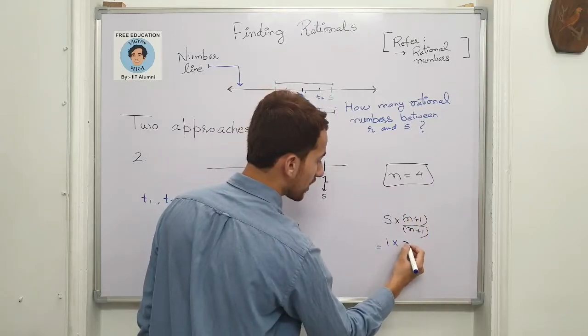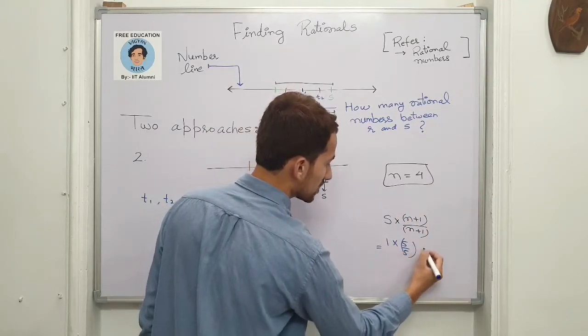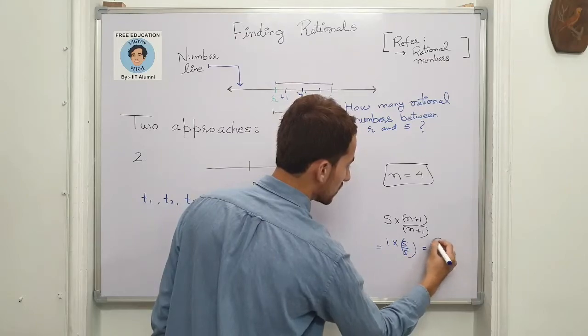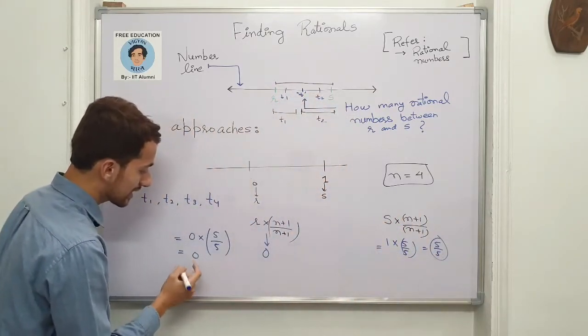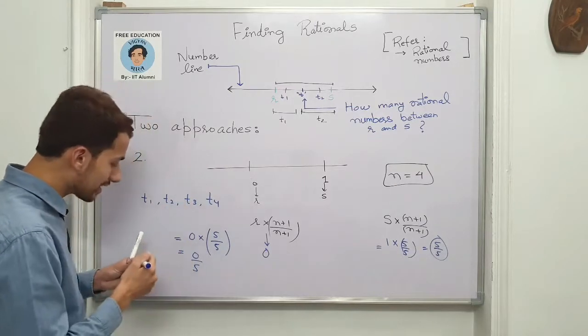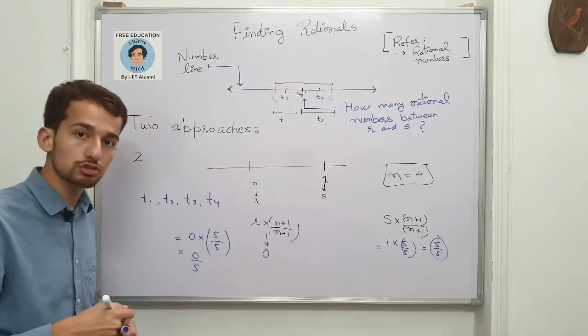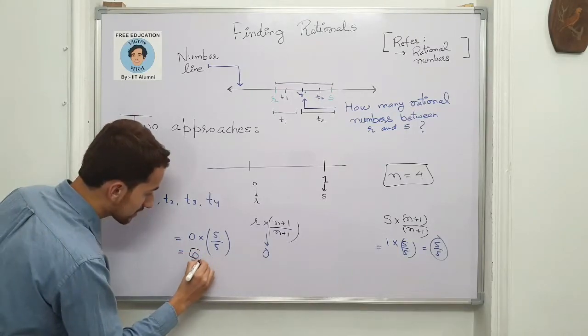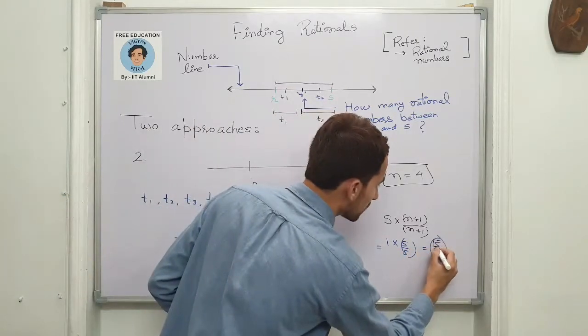4 into 1, 5 by 5. So this answer is 5 by 5. And now in this case, can I rewrite it as 0 by 5? Fine. So now pick the numerators of the new fractions which you find. Here it is 0 and here it is 5.